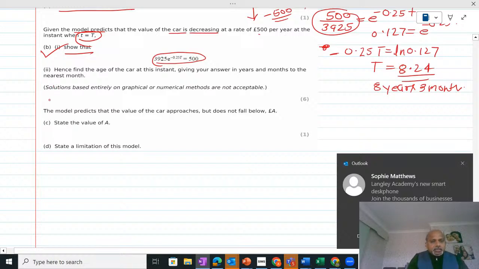Now C part, they are saying the model predicts, hence find the age of the car. Sorry, this part is left. Age of the car at this instant, giving your answer in years and months. So that is what we have got.